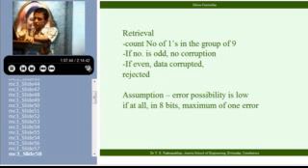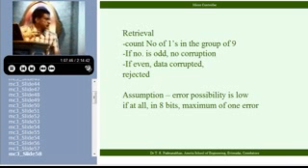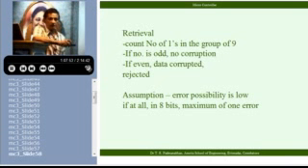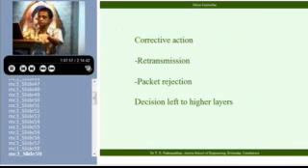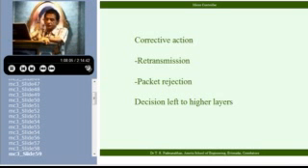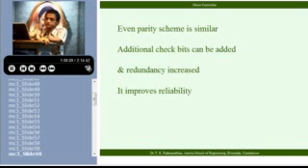So here, the basic assumption is the error possibility is very low. At most there is a maximum of 1 error in 8 bits. You start off with this assumption and do parity checking. The corrective action can be in terms of retransmission of data, or rejection of the whole packet. This type of rejection or decision is left to the higher layers. Even parity checking is similar to odd parity checking.